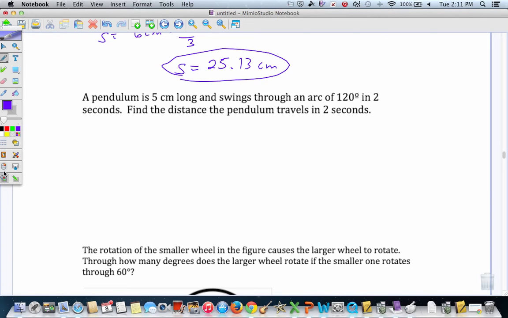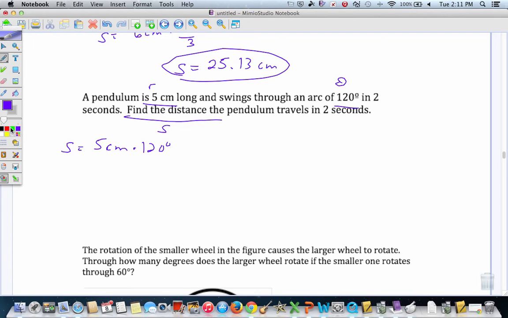Pendulum is 5 centimeters long. This brings an arc of 120 degrees in 2 seconds. Find the distance the pendulum travels in 2 seconds. S, R, theta. So we're trying to find our S.